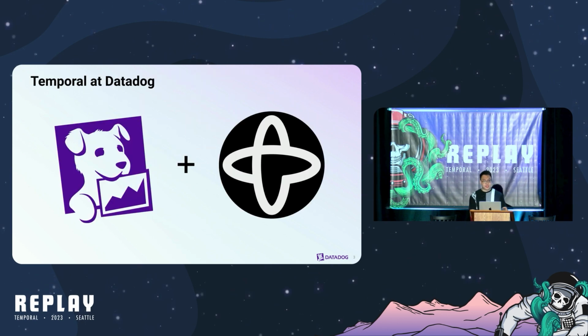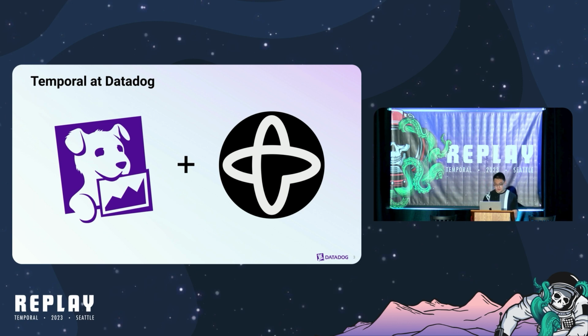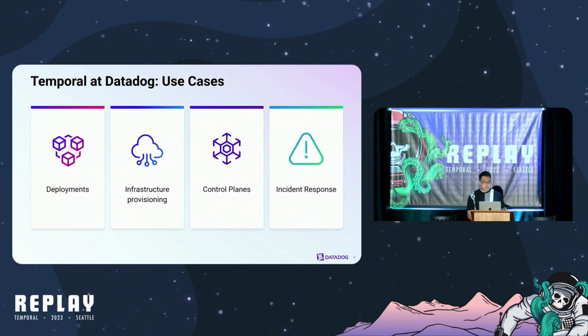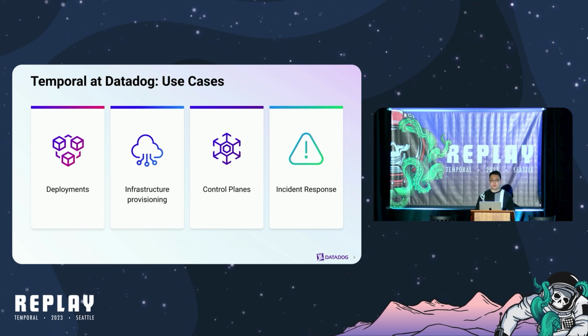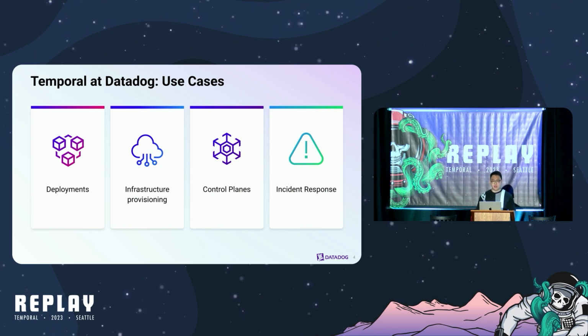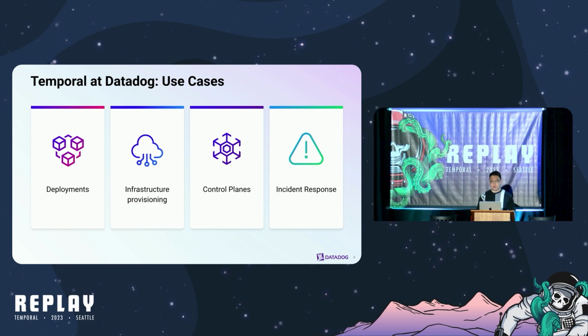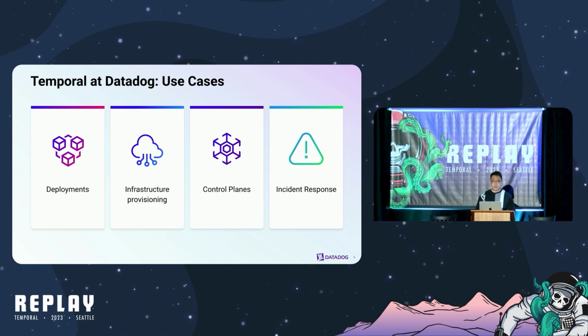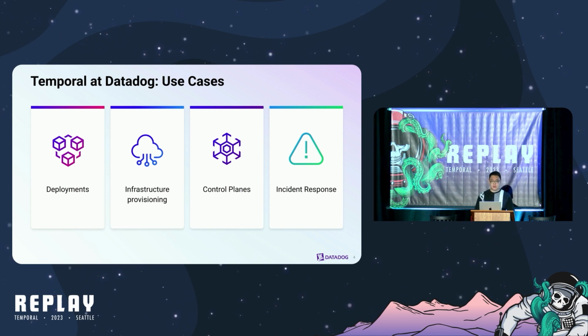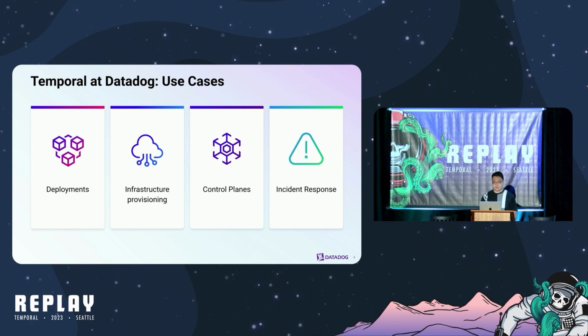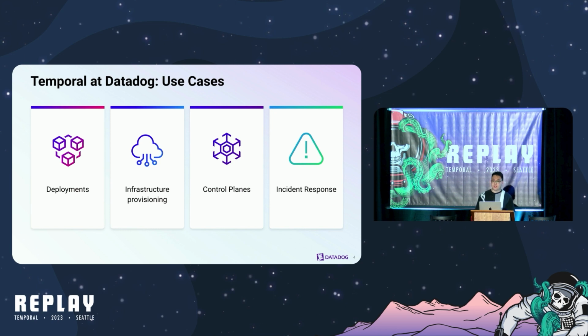Now, let us begin with how we use Temporal here at Datadog. To start, we built our deployment system on top of Temporal, and this quickly expanded to a number of other use cases, including automating the lifecycle of infrastructures like Kubernetes, creating control planes to allow self-service onboarding to internally managed services, and automating complex operations around stateful systems and databases like Kafka, Cassandra, and Postgres.